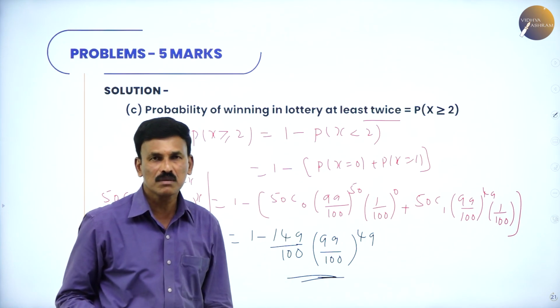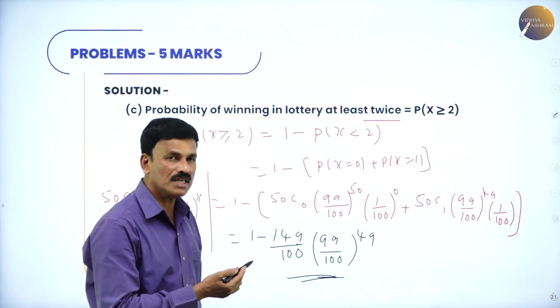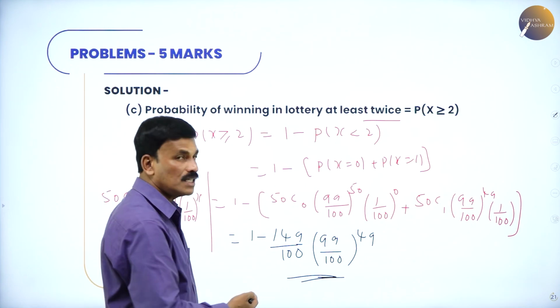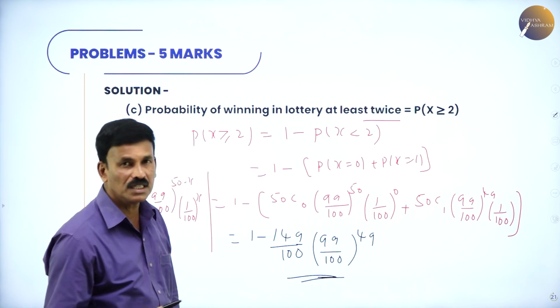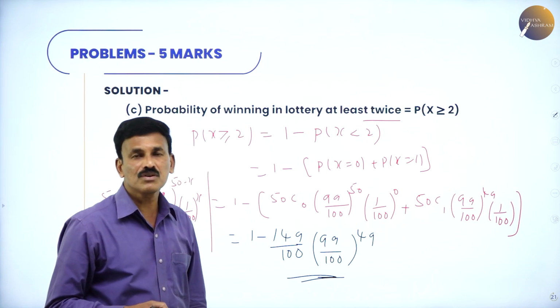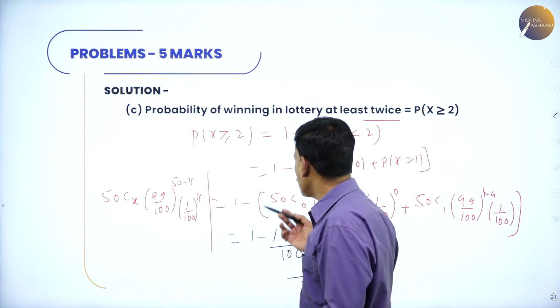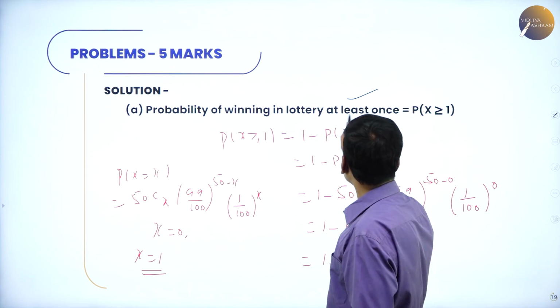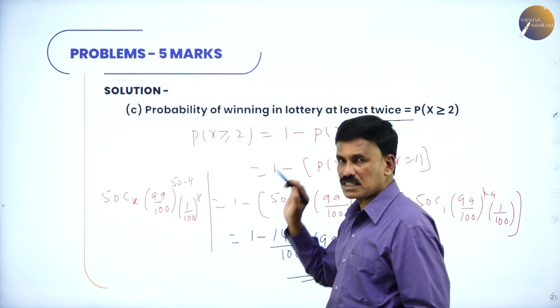You will get the simplified answer. So the probability of winning the lottery at least twice is 1 minus 149/100 into (99/100)^49. So this is how we are going to solve the problem. In the examination, they may ask any one condition. They won't ask all three conditions: at least once, exactly once, at least twice. Like that they will ask.